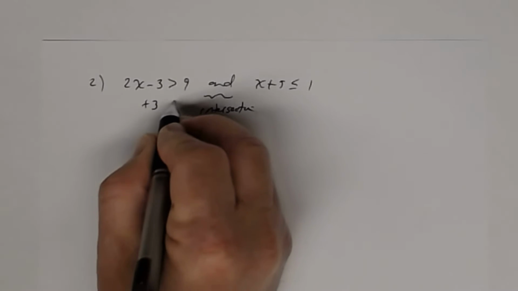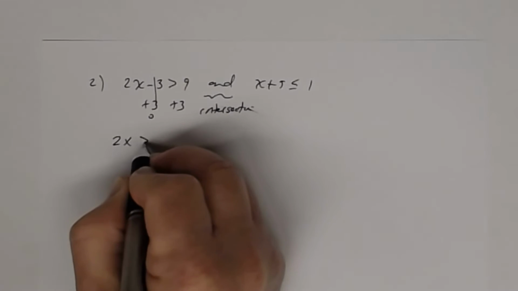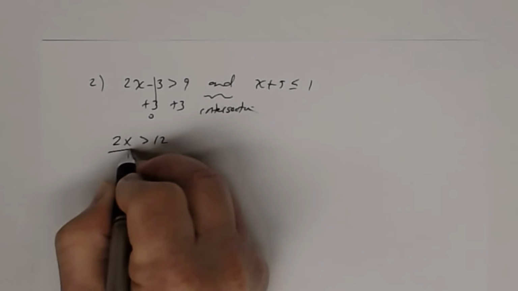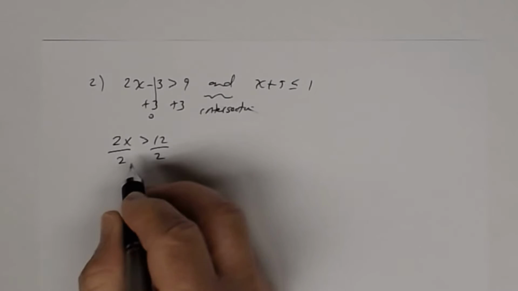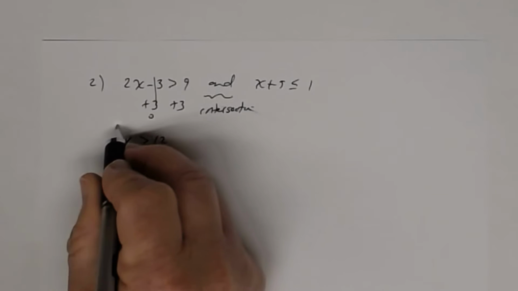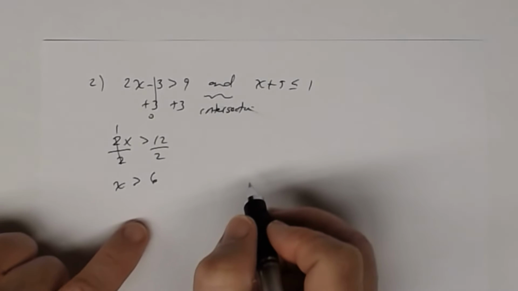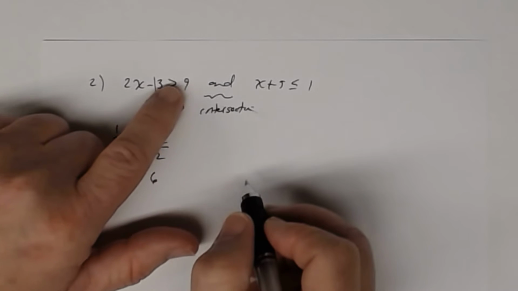I'm going to add 3 to both sides. So 2x, this is 0, is greater than 12. Divide both sides by 2 to get x by itself. Since I'm multiplying x by 2, the opposite is divide by 2. 2 divided by 2 is 1, and 1 times x is greater than 6. So any real number greater than 6 is the solution to this one.